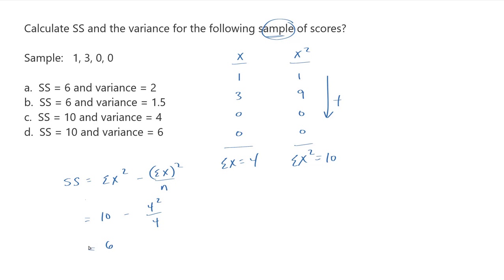This will give me 6. So my sum of squares is 6, which rules out C and D. But which out of A and B will it be? Is my variance going to be 2 or 1.5?